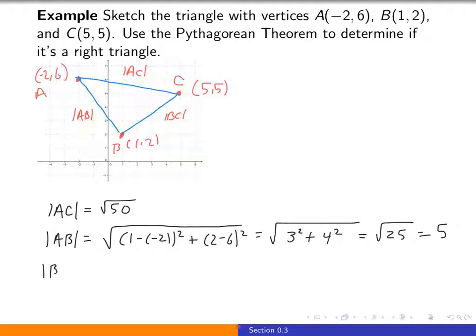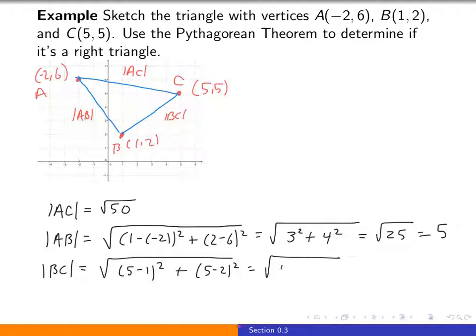Similarly, if we want the length of BC, we take the square root of the difference of their x values squared, plus the difference of their y values squared. So the square root of 4 squared plus 3 squared, square root of 25, is 5. And in order to see if the Pythagorean theorem is satisfied, we need to know that if we take two of the sides and square them and add them up, we will get the square of the third side.